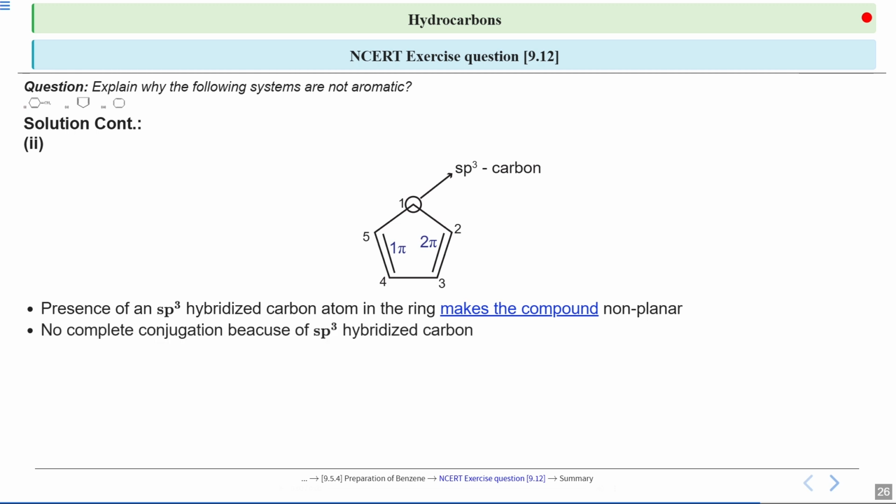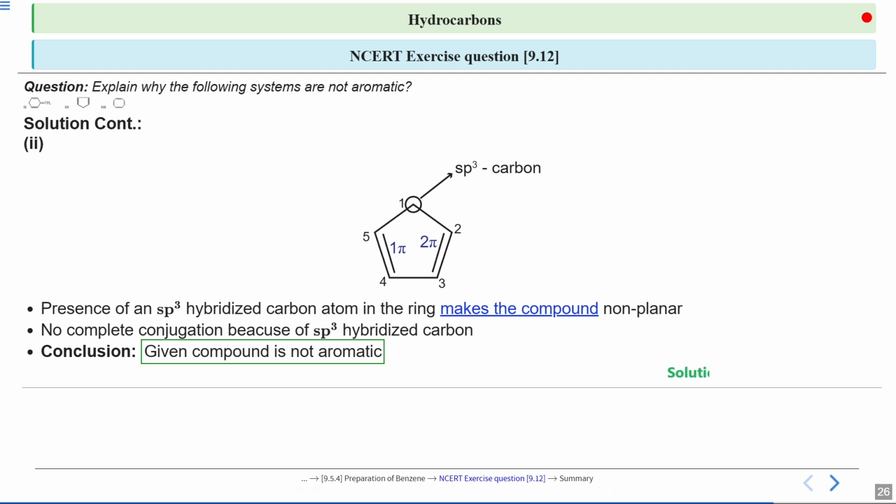Next, due to this sp3 hybridized carbon, the electrons in the ring cannot move freely around the entire structure. This means that there is no complete conjugation. Conjugation is when p orbitals overlap continuously around the ring, allowing the electrons to delocalize. Without this, the compound cannot be aromatic. After that, we can finally sum up. The key reason for the compound to be non-aromatic is that it has an sp3 hybridized carbon, which breaks both planarity and conjugation at the same time. So the given compound does not meet the criteria for aromaticity. Remember, for a compound to be aromatic, it must be cyclic, planar, fully conjugated, and must follow Huckel's rule.